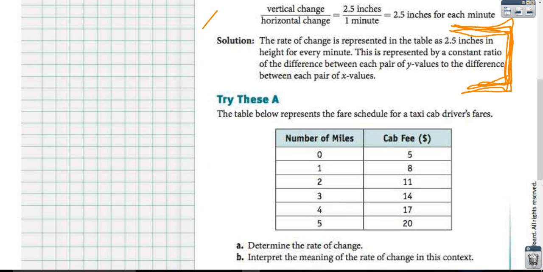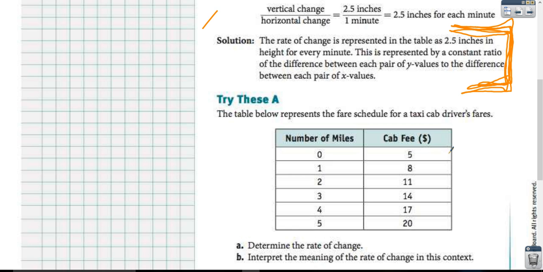Okay, now we're going to try our own. The table below represents the fare schedule for a taxi cab driver's fare. Determine the rate of change. So again, rate of change equals slope. They didn't give us a graph this time, so we can't count. We're going to have to pick 2 points and subtract.